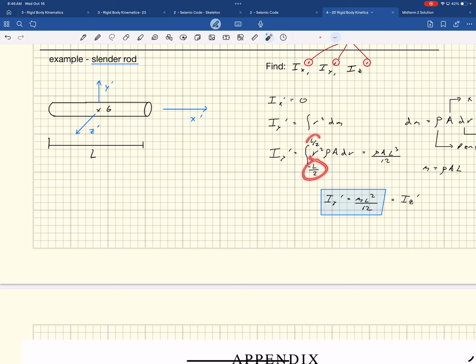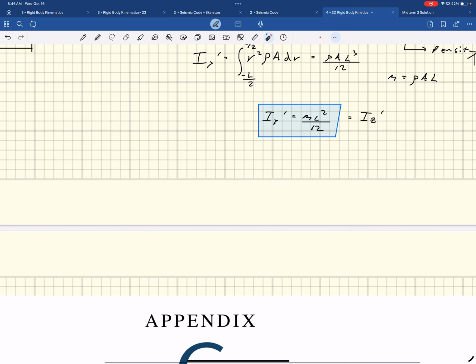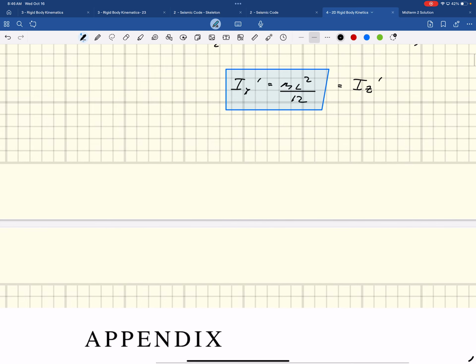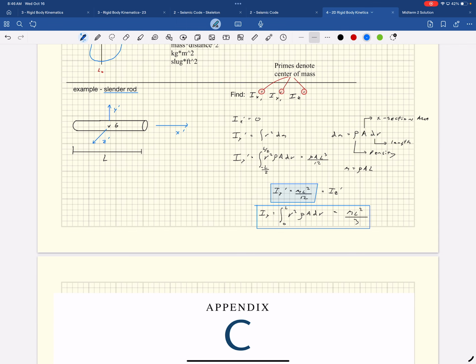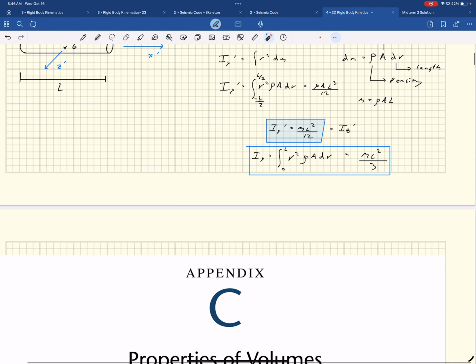The integral bounds. Instead of negative L over 2 to L over 2, you do 0 to L. So say we'll call that Iy is equal to the integral from 0 to L of r squared rho a dr. Then what you get there would be mL squared all over 3. Note there, I left the prime off of it, so this is about its end.